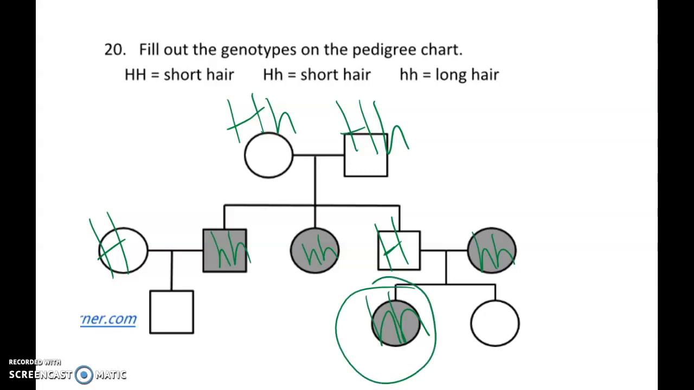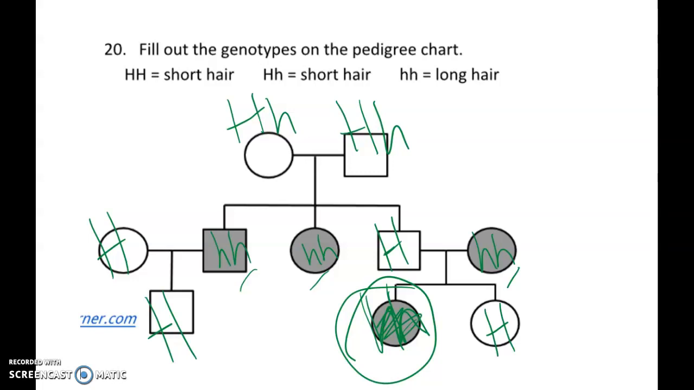For example, this female right here, she has to get 2 little h's to get her to be shaded in. These people up here also have to be shaded in. They have the long hair trait, which is recessive in this case. Anybody who is not shaded automatically gets at least one of the dominant, which is short hair in this case. But we don't know if they are homozygous or heterozygous unless there's more information.